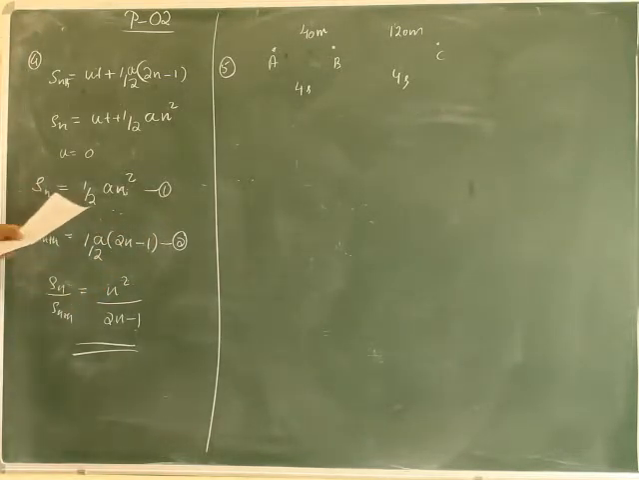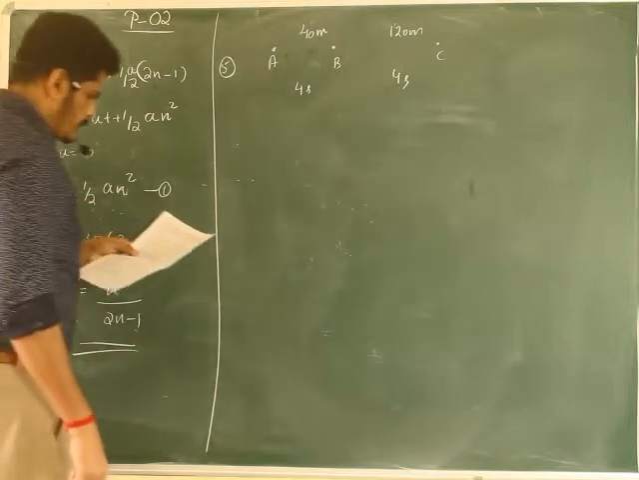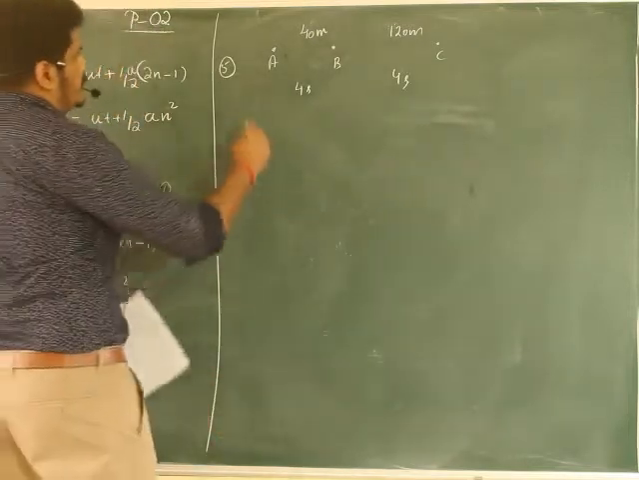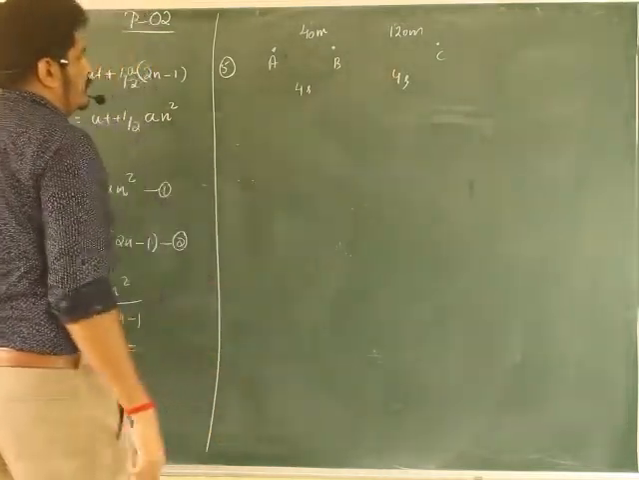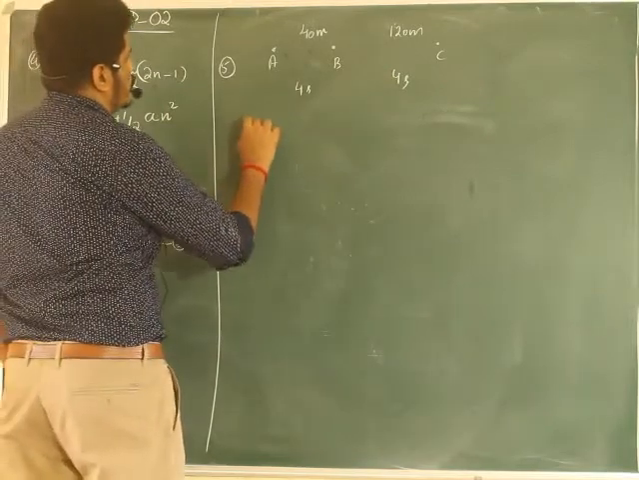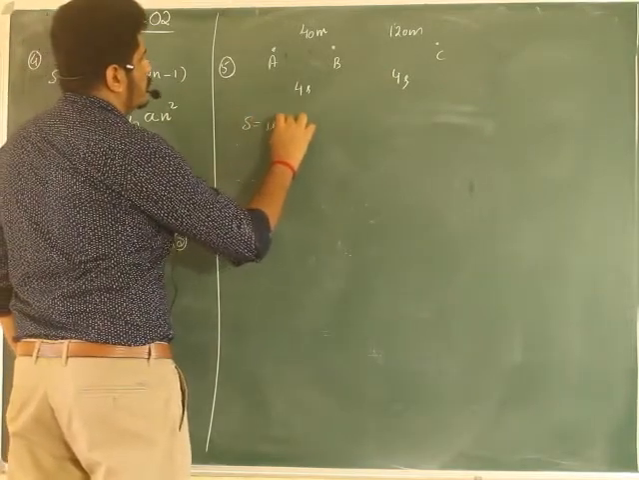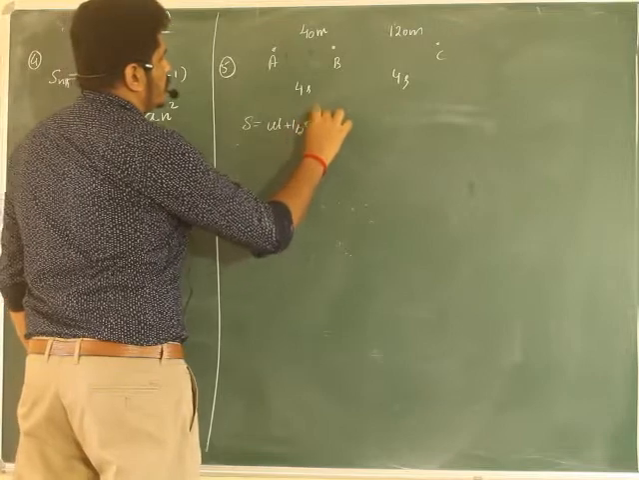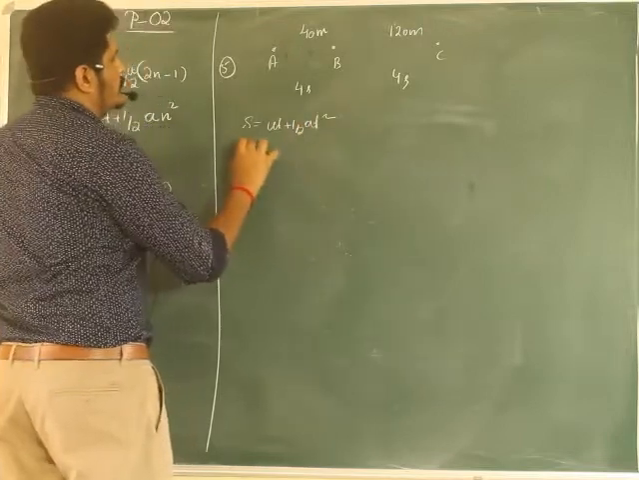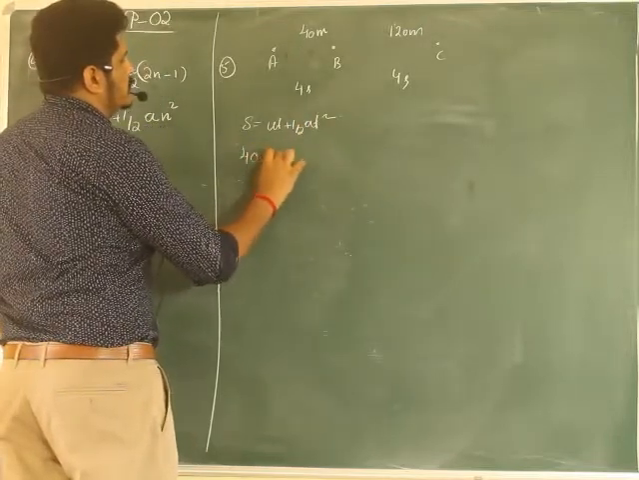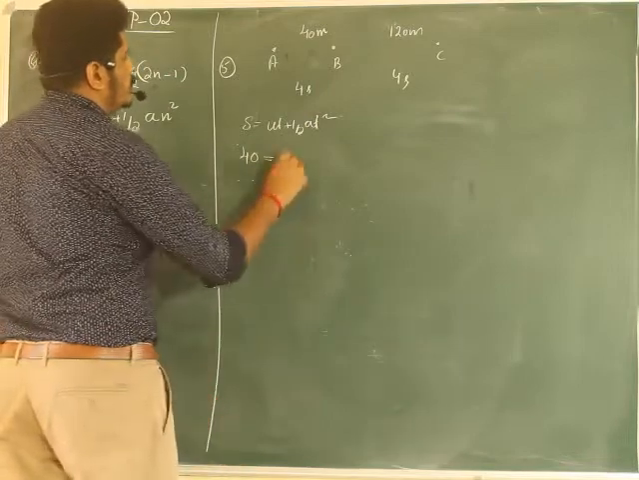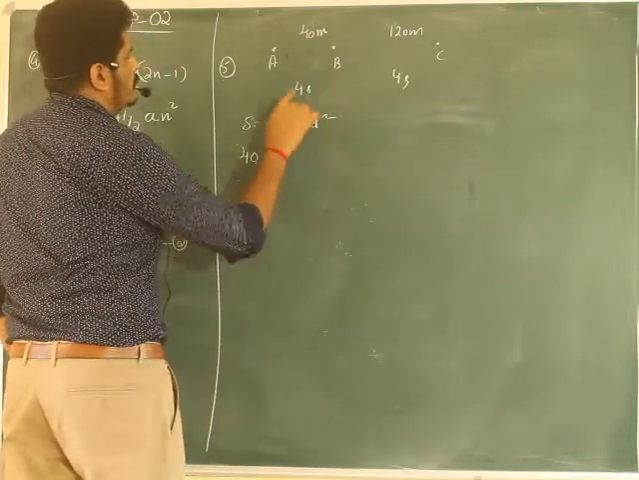Body is moving with uniform acceleration to cover 40 meters. So 40 meters it is supposed to cover. That means I will just go for the formula S equal to ut plus half at square. Okay, basic formula. How much has it covered? 40 meters equal to initial velocity, which I don't know. What about time taken? 4 seconds.